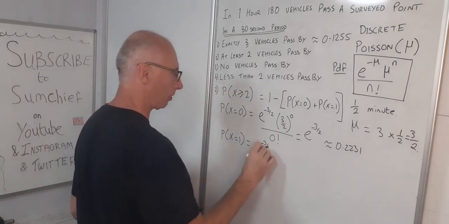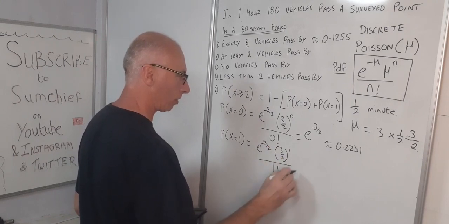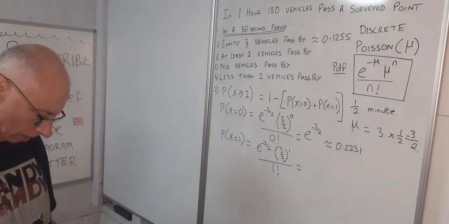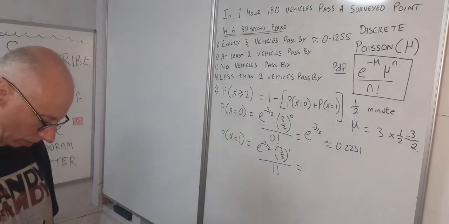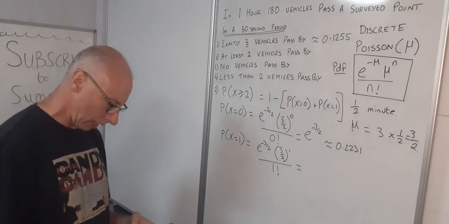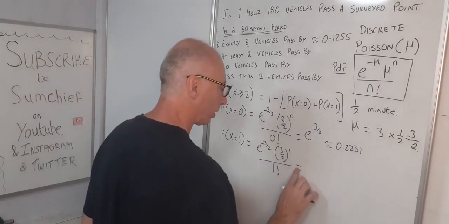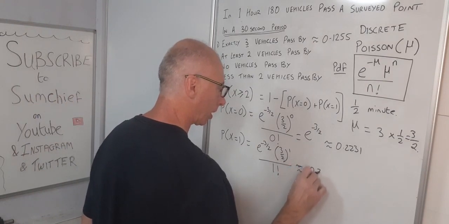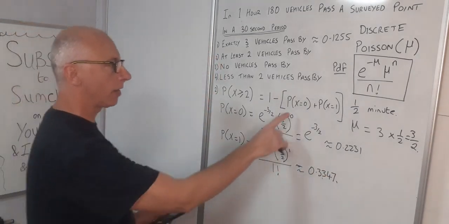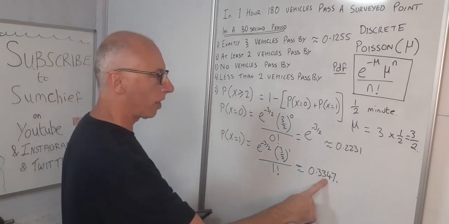And then we need probability x equals 1. That's e to the minus 3 over 2 times 3 over 2 to the power of 1 divided by 1 factorial. And again, let's type that one in here. So e to the minus 3 over 2 times 3 over 2 to the power of 1, and then leave that as it is, divided by 1 is the same. That's approximately 0.3347. Okay, so now these two are going to sum to whatever these two sum to. So that's going to give us 0.5578.